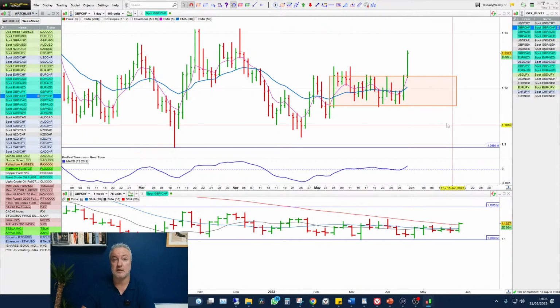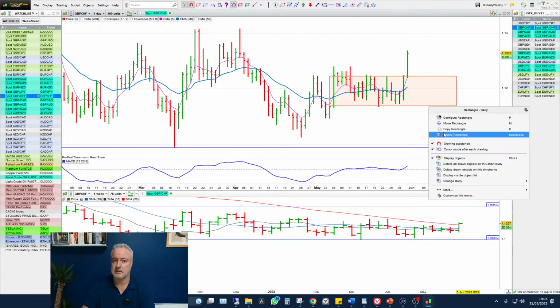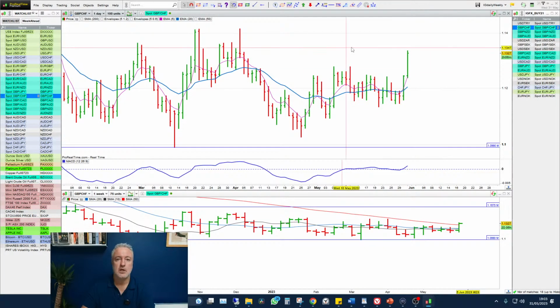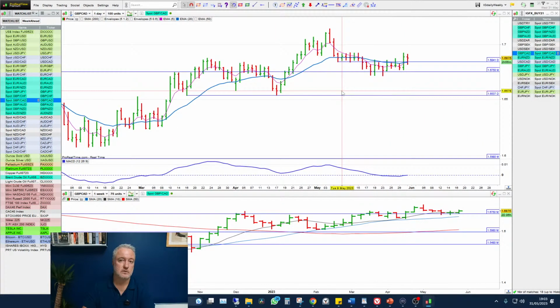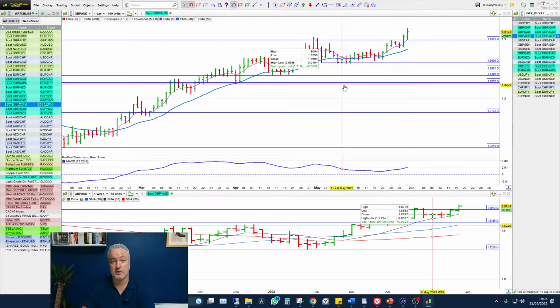Pound Swissy breakout. Look at that, man. I don't think it was an obvious thing, but we've broken out. So that's broken out now. So there could be some good continuations on that tomorrow for day traders. Okay, no clarity. Pound CAD, Pound Aussie, no setup.